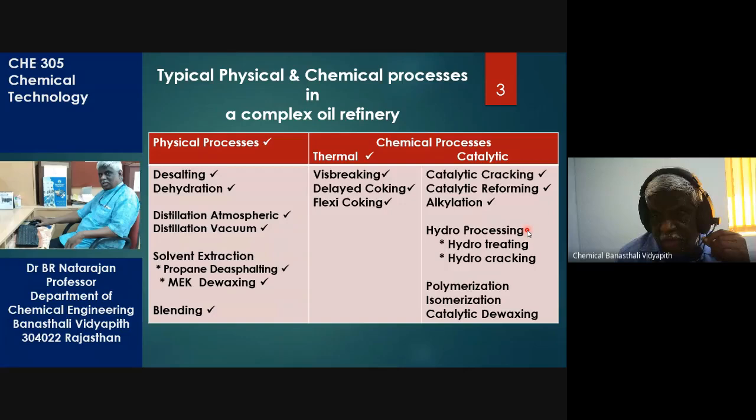That leaves us with hydroprocessing, in which we have hydrotreating and hydrocracking, polymerization, isomerization, and catalytic dewaxing. Of course, remember, dewaxing can be done for lube oil making using a solvent also, methyl ethyl ketone or even propane as a solvent, and we are going to see catalytic dewaxing here. Okay, so over to the lecture today.